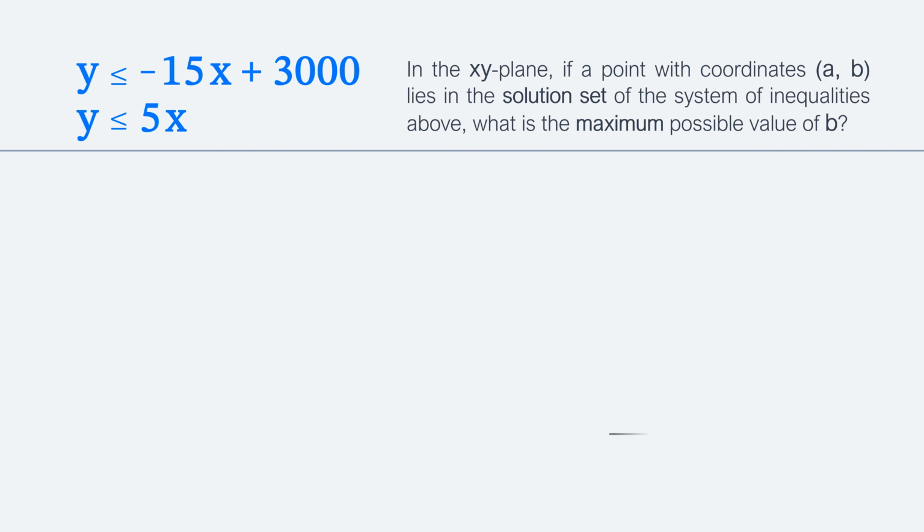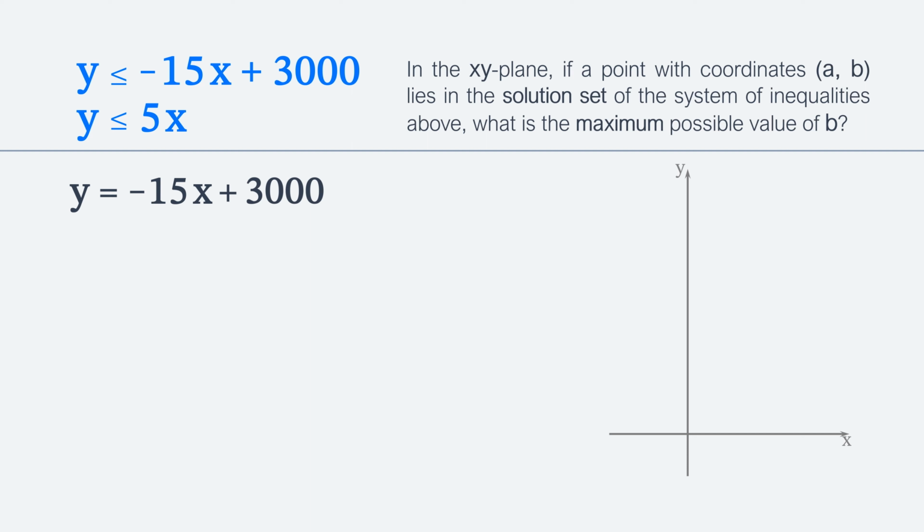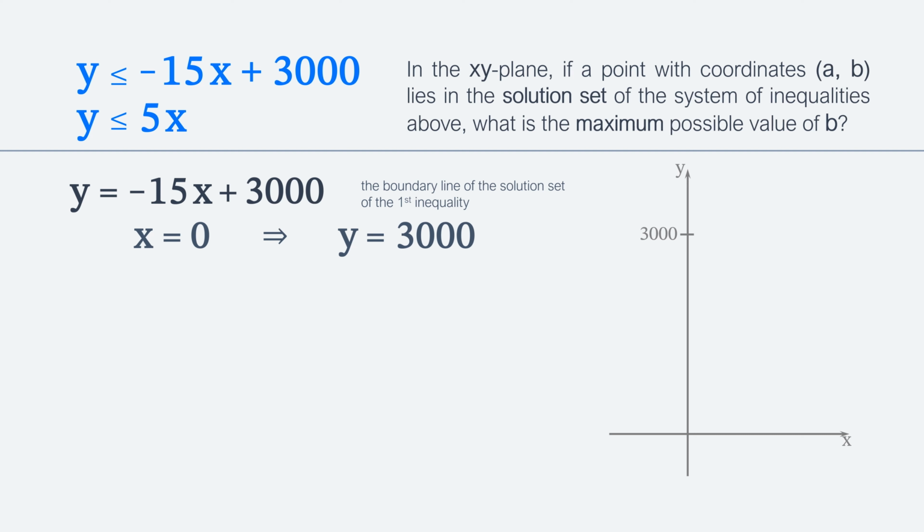Let's try to graph this problem in the xy plane. And first, let's graph the boundary lines of the solution set of both inequalities. Let's take the first inequality and draw the boundary line of its solution set. It's minus 15x plus 3000, and this is a line graph. For this line graph, if x is equal to 0, then y is equal to 3000. So, 3000 is the y-intercept for that first inequality.